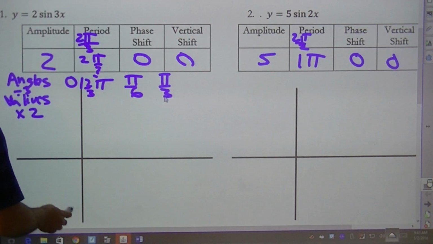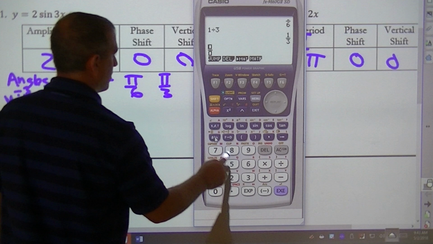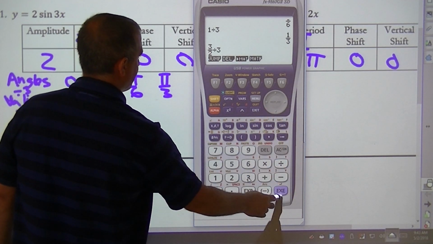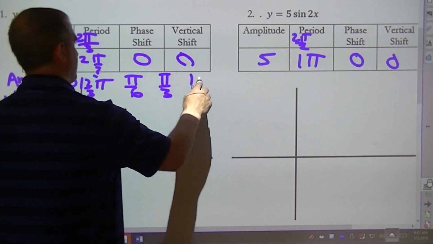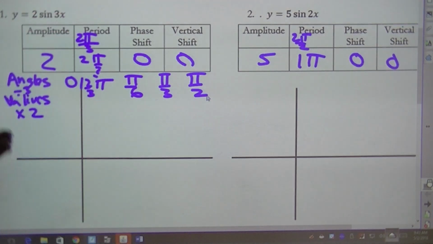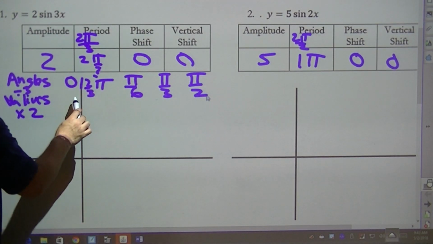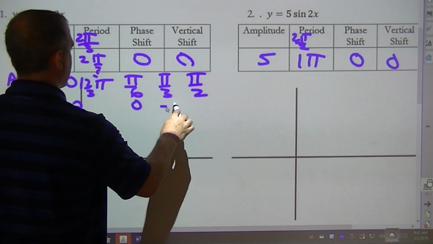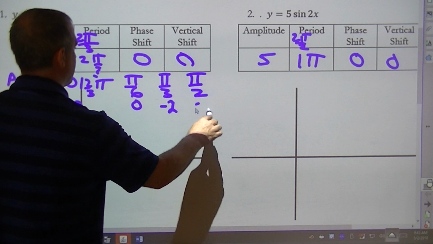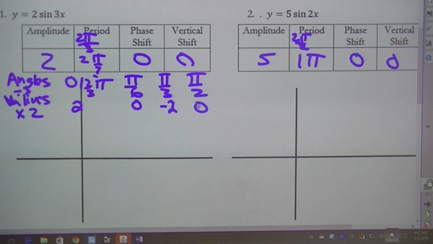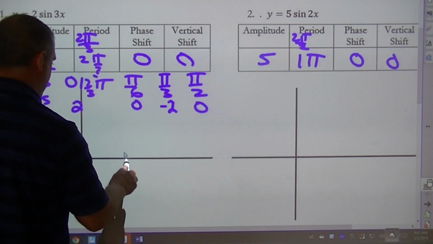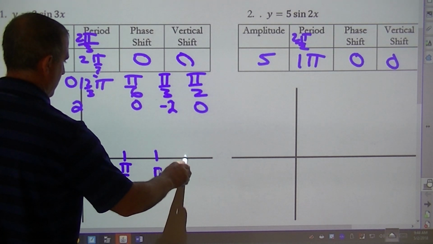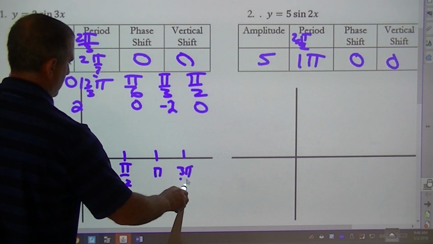Then 3 pi over 2. I'm going to divide by 3, and I get pi over 2. So for my values, this will be 2, this will be 0, this will be negative 2, and this will be 0. So I've got pi over 2, pi, 3 pi over 2, 2 pi.